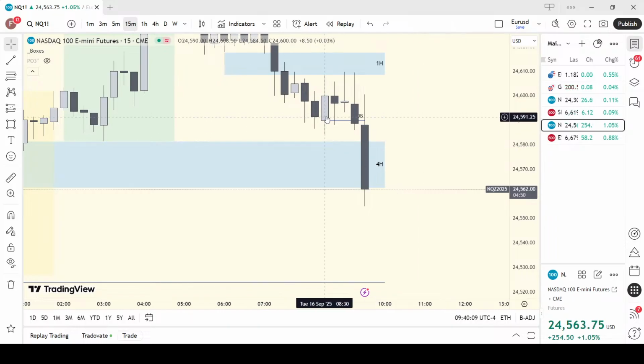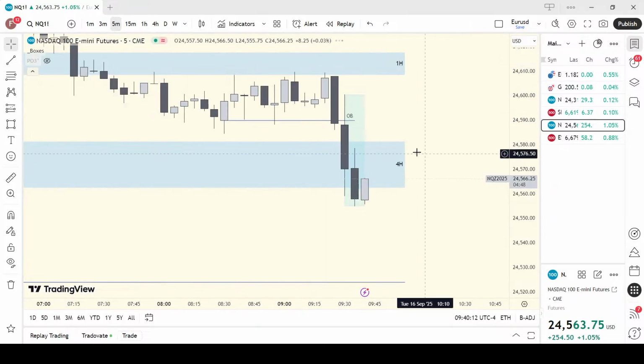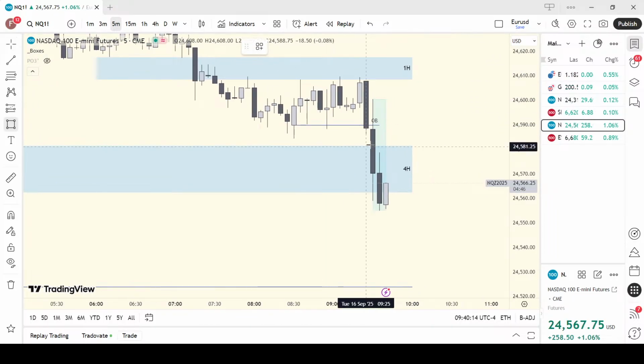So we are currently looking for sells. We can see here we have a 5-minute FVG that's forming. This looks solid. And yeah, then we can potentially take a trade.